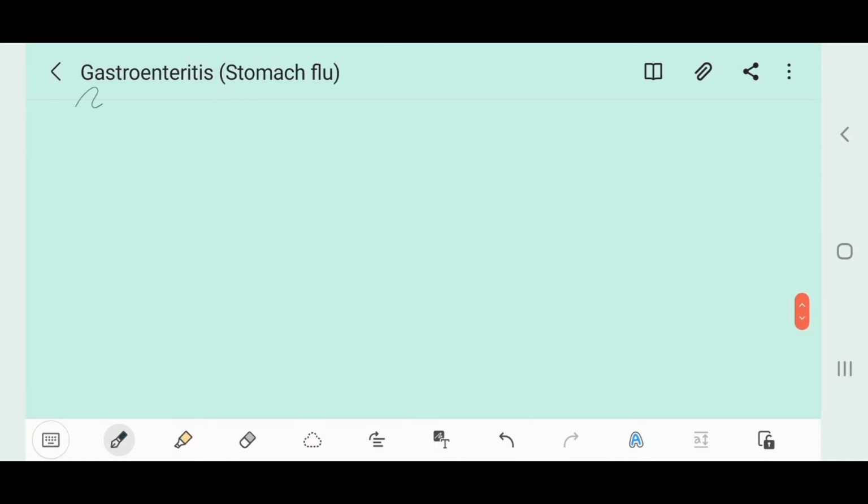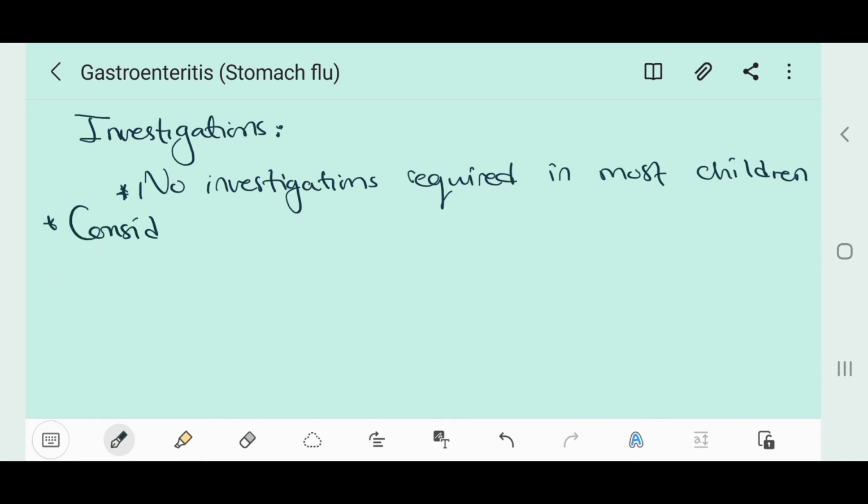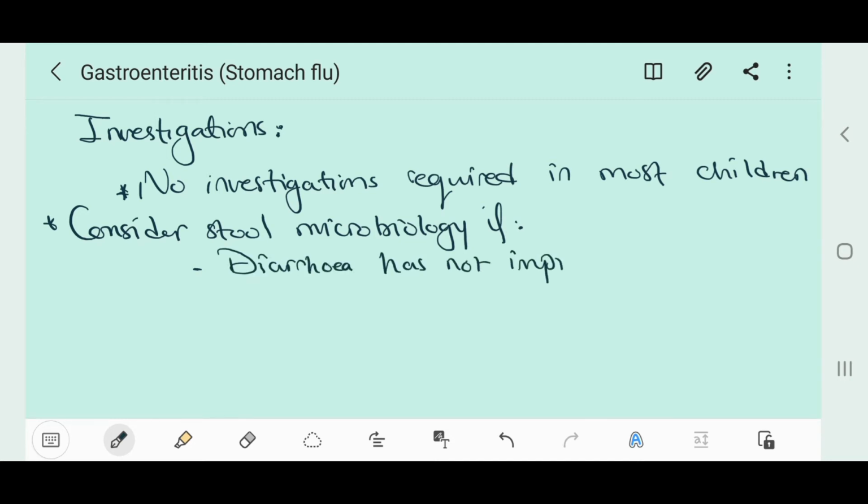As for investigations, in most children with gastroenteritis, no investigations are required. Fecal samples may be collected for bacterial culture if the child has significant associated abdominal pain or blood in the feces, as a bacterial cause is more likely here. However, these results usually don't alter treatment, and extensive testing for viral and bacterial causes is expensive and usually does not influence treatment.